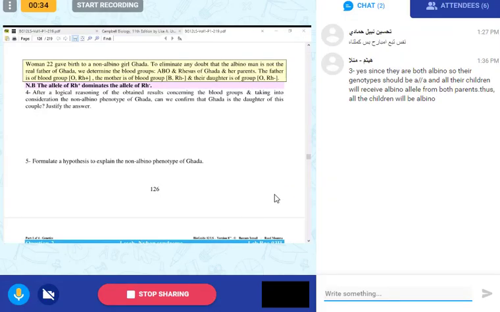Okay, a woman 22 gave birth to a non-albino girl, Ghada. How does this happen? I guess mutation. Okay, continue.